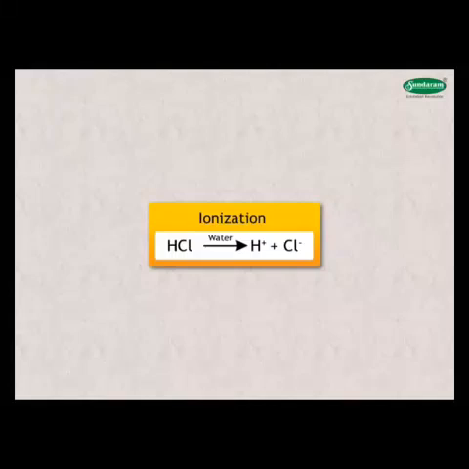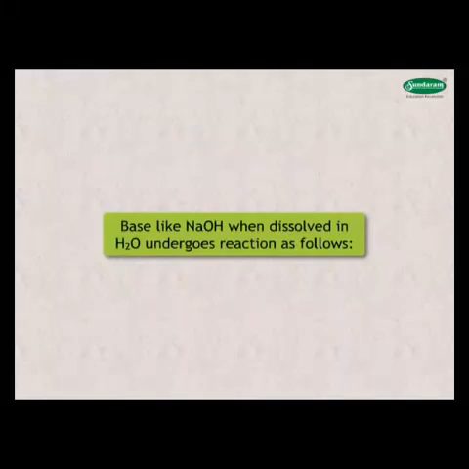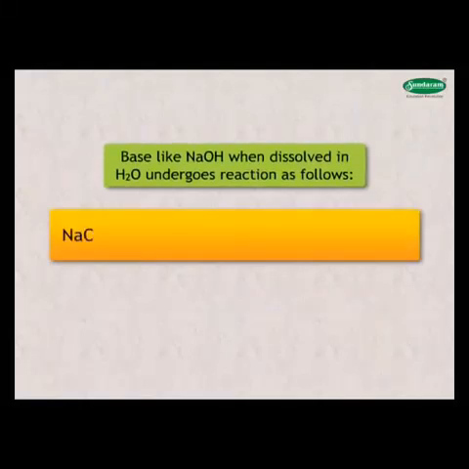Hydrogen ions cannot exist alone. They will always combine with water and form hydronium ion. H+ plus H2O gives H3O+. Base like NaOH, when dissolved in H2O, undergoes reaction as follows. NaOH solid plus H2O aqueous gives Na+ aqueous plus OH- aqueous. Which ions do they generate? They generate Na+ and OH- ions.